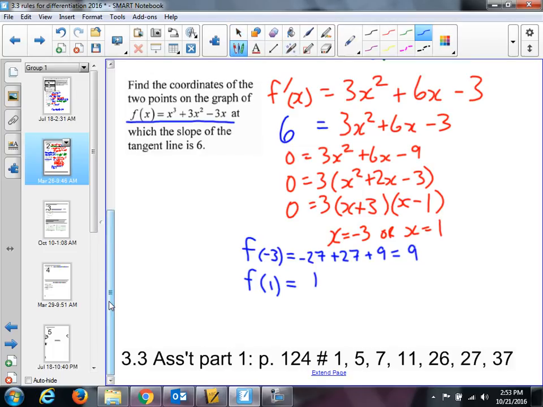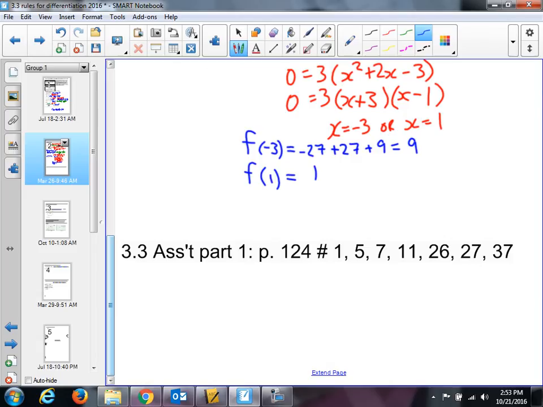So the 2 points with slope 6. I'm going to just say the 2 points are (1, 1) and (negative 3, 9).